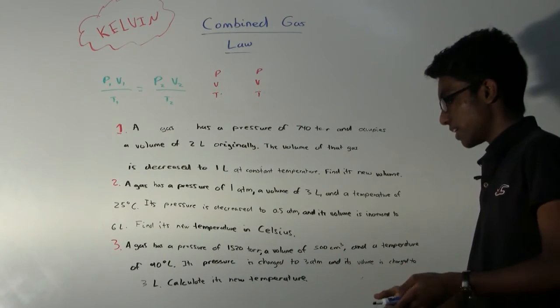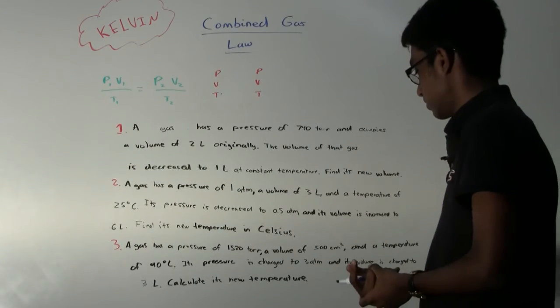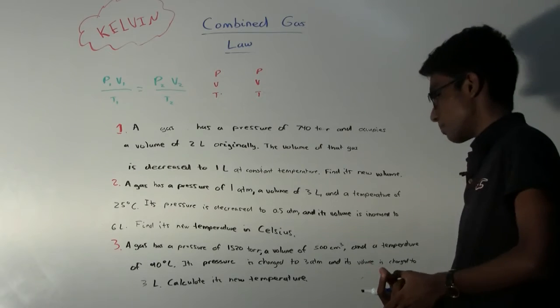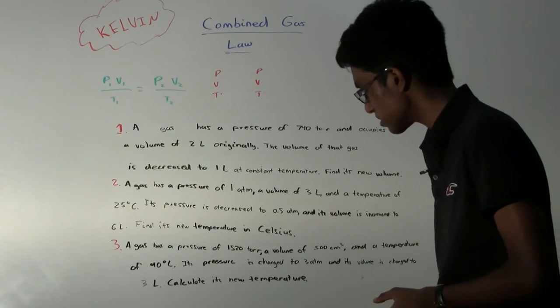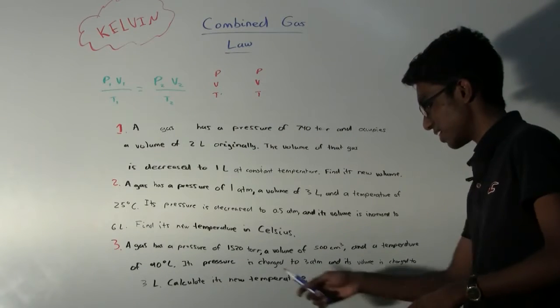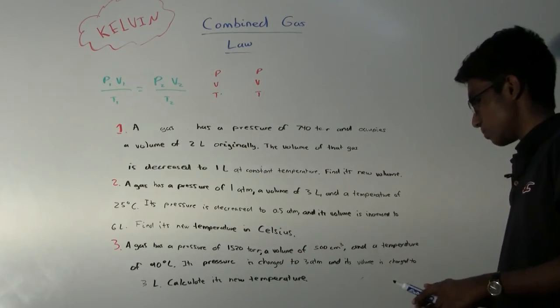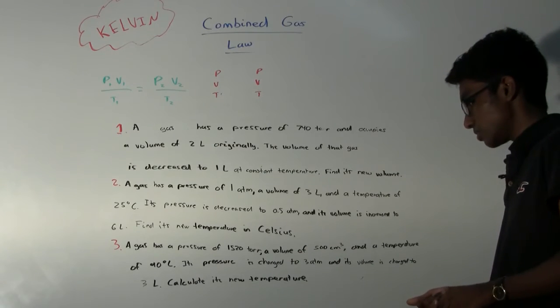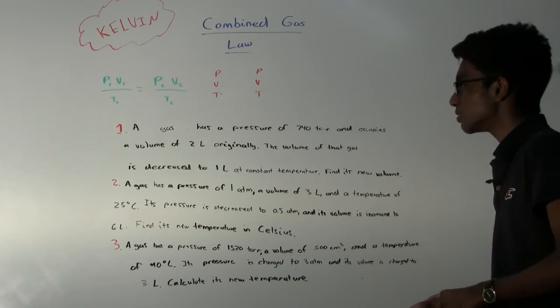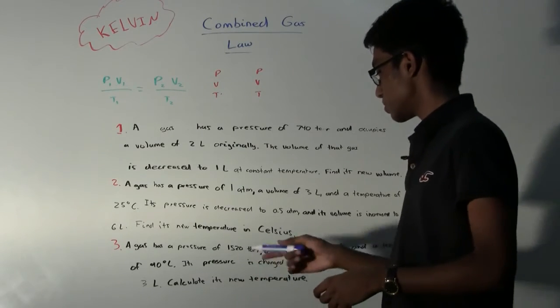Okay, number 3, a gas has a pressure of 1,520 torr, a volume of 500 centimeters cubed, and a temperature of 90 degrees Celsius. That's the 9. My handwriting's terrible. Its new pressure is changed to 3 atmospheres, and its volume is changed to 3 liters. Calculate its new temperature.